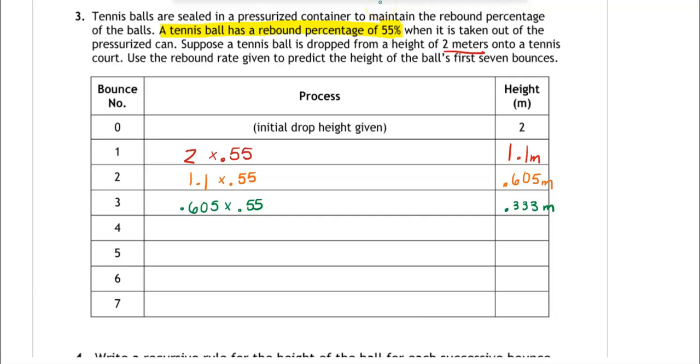My fourth one, I'm going to take the 0.333 and multiply that by 0.55. Again, 55% of the previous one. And so that's going to get me 0.183 meters. All right, then this next one, I'm going to do that 0.183 times 0.55. And that's going to get me 0.101 meters.